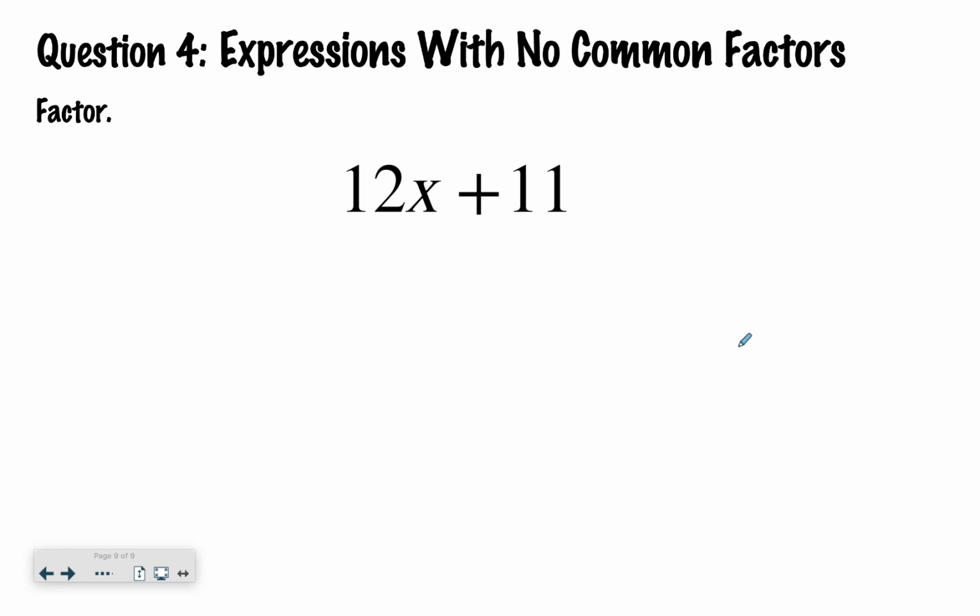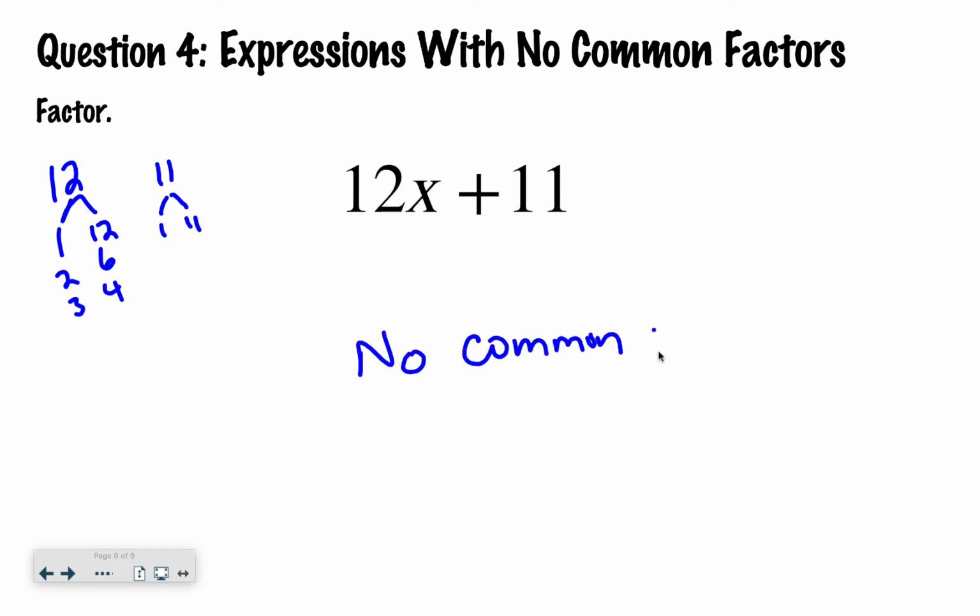All right, last problem for you to do today. I want you to factor 12x plus 11, and if you cannot, write no common factor. Good luck. All right, for this problem, hopefully you realized that there was no common factor because the greatest common factor equaled 1.